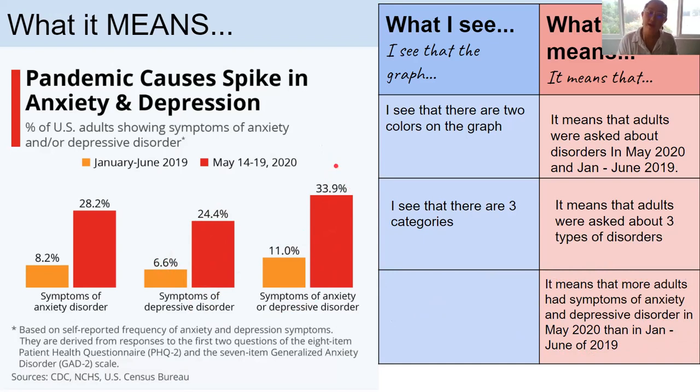So just based on those three observations, we have already gathered so much information about this graph. We gathered that there were 2 different time periods in which people were asked about these symptoms. They were asked about all 3 of these disorders, right? And then the data shows that in May of 2020, more people said they had symptoms of depressive disorder and anxiety disorder. And what happened in May of 2020? The pandemic hit, right? So that is a lot of information we've already gathered.